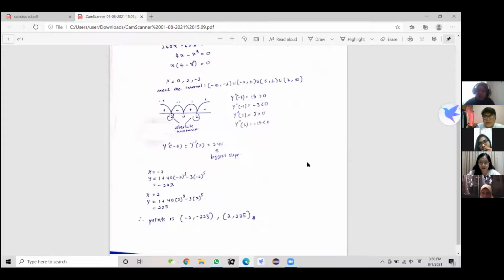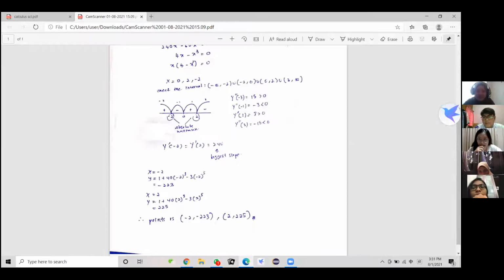When we check, we get that -2 is an absolute maximum because it goes from positive to 0 to negative. And 2 is also positive to 0 to negative. Can you understand? Yes, I understand.